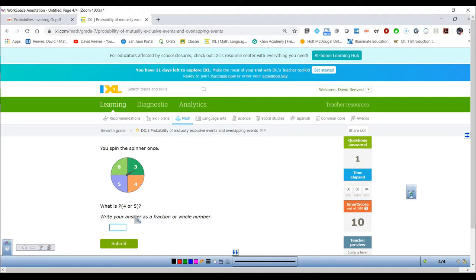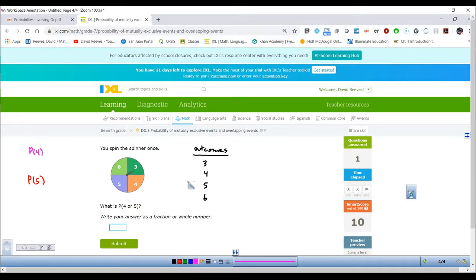Okay, so we're spinning the spinner once. What is the probability of a 4 or a 5? All right, so again, if we look at our outcomes, our possible outcomes are 3, 4, 5, and 6. So we have 4 possible outcomes. And we want to know what is the probability of a 4, or what is the probability of a 5.